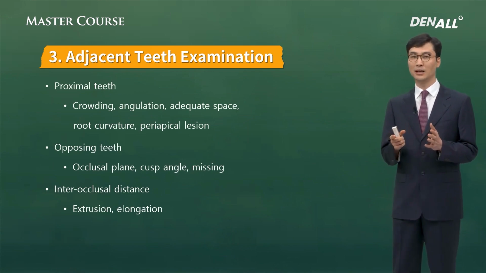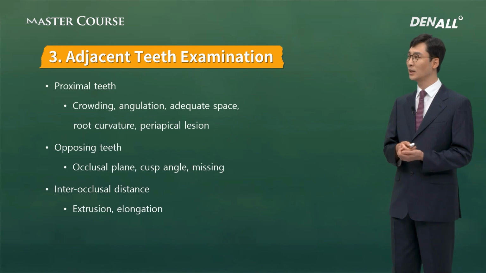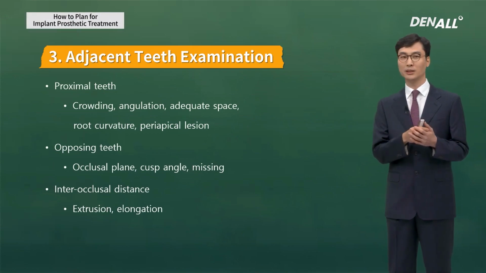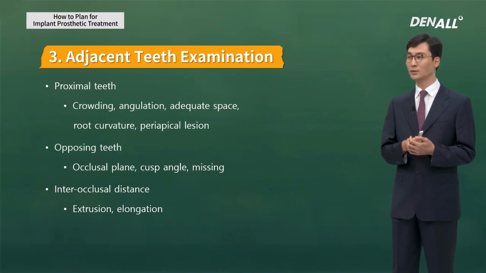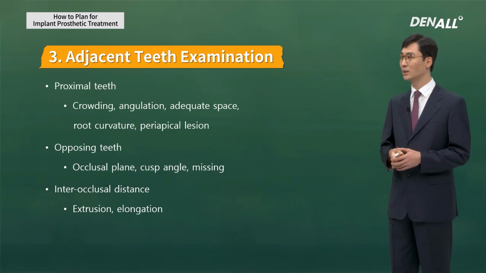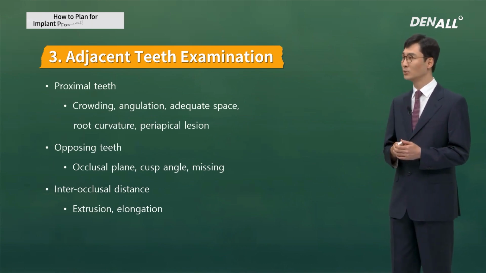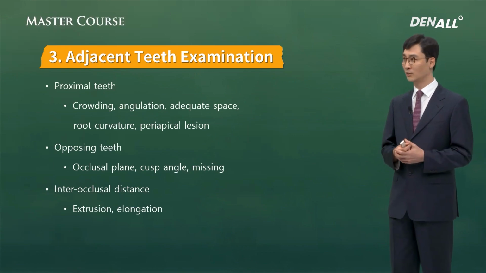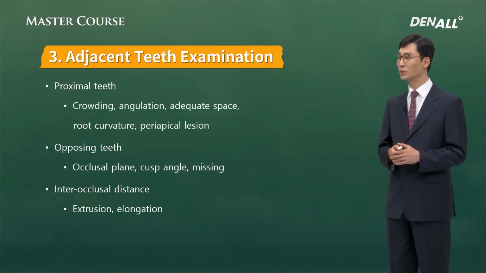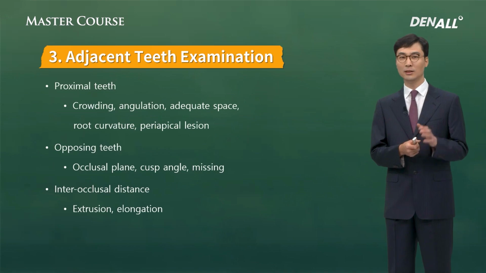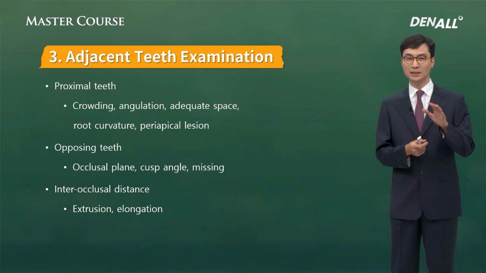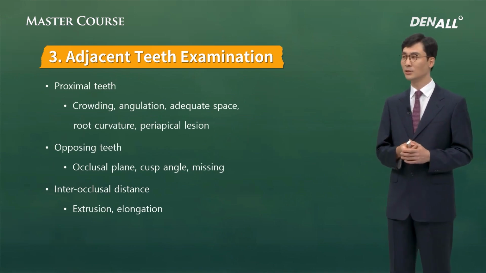Also, you need to check the antagonist as well. Look whether there's extrusion in occlusal surface or if the cusp angle of antagonist is extremely sharp or if it's missing. With the relation with the antagonist, you need to check whether the interocclusal distance between upper and lower is lacking or not.